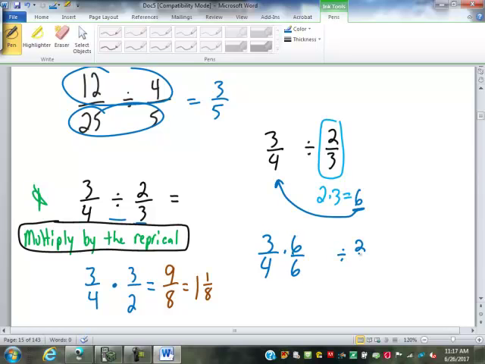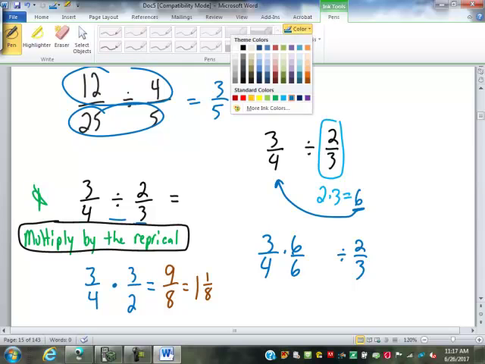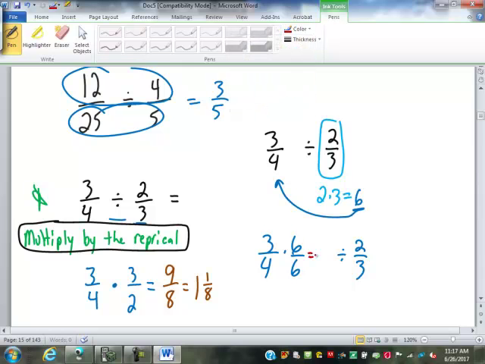And then I'm going to divide by the 2/3, right? So yes, 6 times 3 is 18. 4 times 6 is 24. Now if I divide, 18 divided by 2 is 9. 24 divided by 3 is 8. 9/8, or 1 1/8.